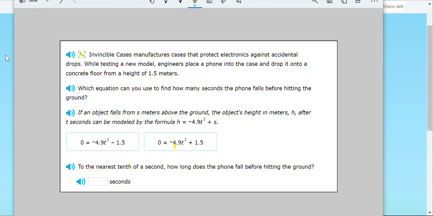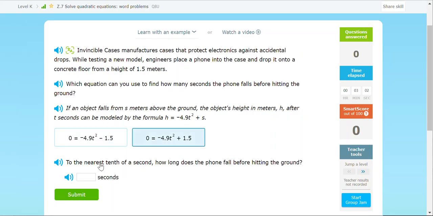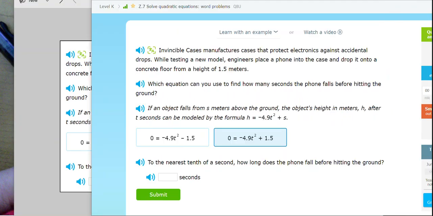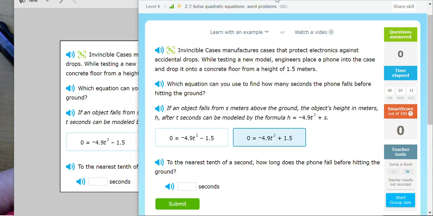Oh, wait, this is a picture. The nearest tenth of a second, how long does the phone fall before hitting the ground? So what should I do now? Put it in Desmos. Correct. If I can find Desmos somewhere.